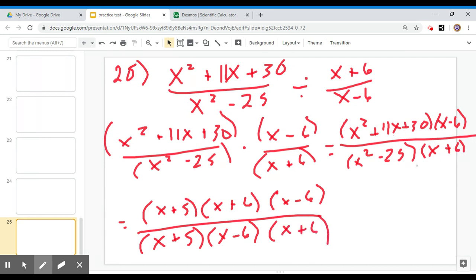And then we cancel out factors that are exactly the same. So this should be a 5. Sorry about that. That was x plus 5, x minus 5. So then we have x plus 5, x plus 5, x plus 6, x plus 6. And then we're left with x minus 6 over x minus 5. And that's it.